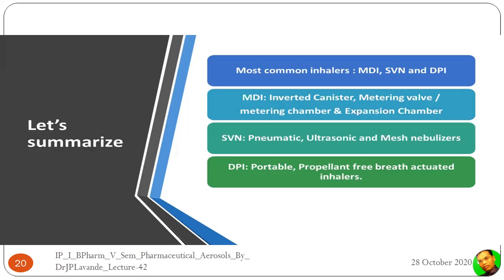Pneumatic, that will involve the use of the liquid and the air system. Ultrasonic, the electric current is used. In case of mesh nebulizer, the sieve or the mesh or the aperture device is used. In case of dry powder inhalers, these are portable, propellant breath activated inhalers. So this is most important, propellant, because generally these DPIs are used in case of asthmatic patients.